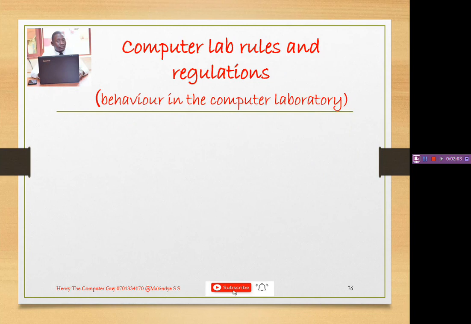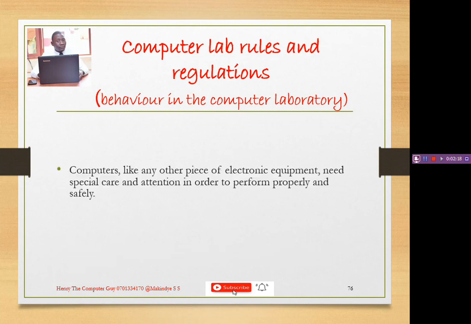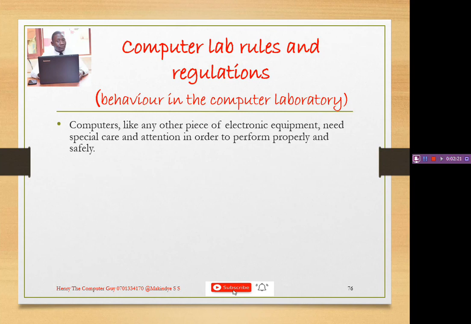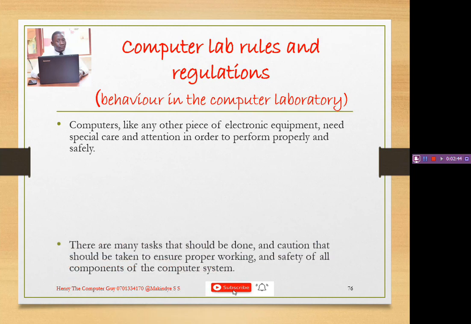Before we talk about them, let's first talk about the computer laboratory rules and regulations. These are the behaviors in the computer lab, the do's and the don'ts we are supposed to follow in the computer lab. Computers, like any other piece of electronic equipment, need special care and attention in order to perform properly and safely. That's why we talked about computer servicing, repairing them, and maintaining them in good working condition.